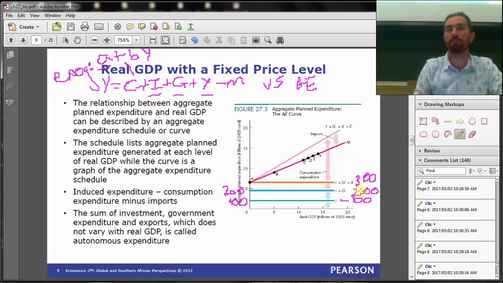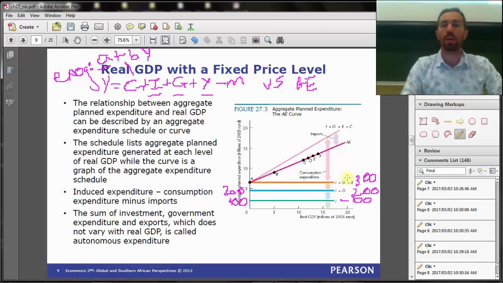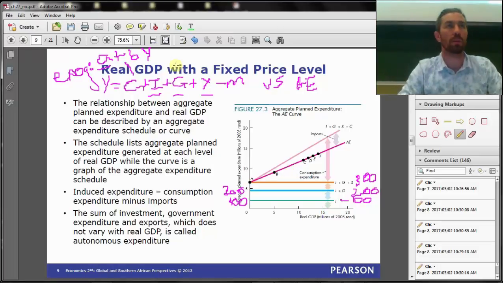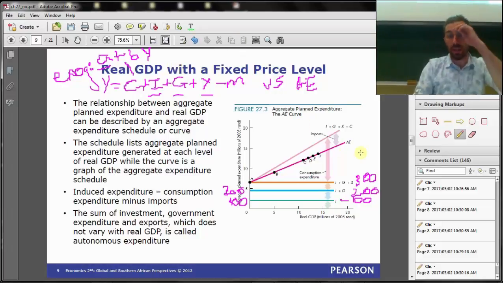Okay. If I add consumption to this I plus G plus X, is my consumption function also going to be independent of real GDP? No. We know that my consumption function is dependent on output, real GDP. As output increases, consumption increases. So if I now take aggregate expenditure I plus G plus X plus C, are you happy that this function is now going to be an upward sloping function?